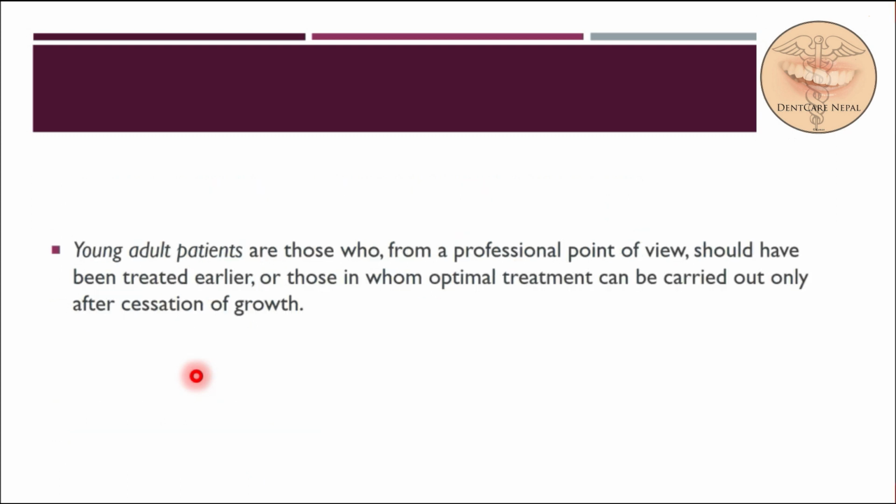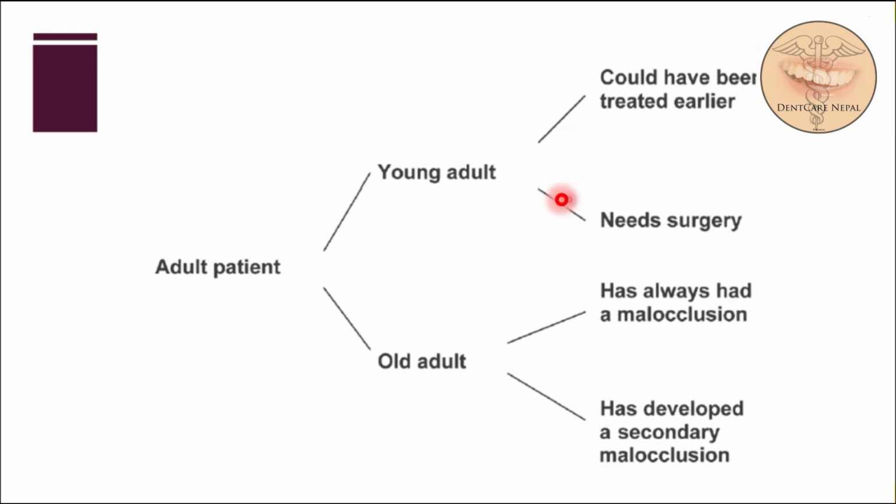Young adult patients, from a professional point of view, are those who should have received the treatment earlier, or those in whom the treatment can be carried out only after growth completion. Those needing surgical treatment, either for skeletal class 2 or class 3 malocclusion, are young adult patients. An adult patient can be a young adult or an old adult. Young adults can be those who could have been treated earlier and those needing surgery.